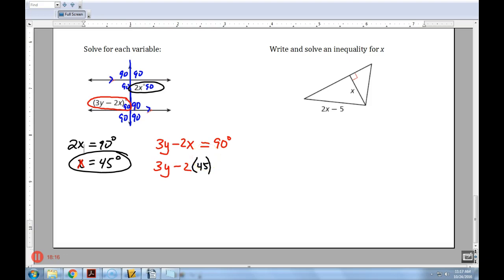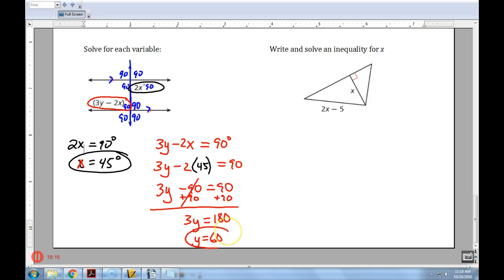And so I can plug it in to solve this next equation. 3y minus 90 equals 90. Be careful here. I'm going to add 90 to both sides, and I get 3y is 180. And divide both sides by 3, and I get y equals 60. So I think I've answered the question. I've solved for x and y.